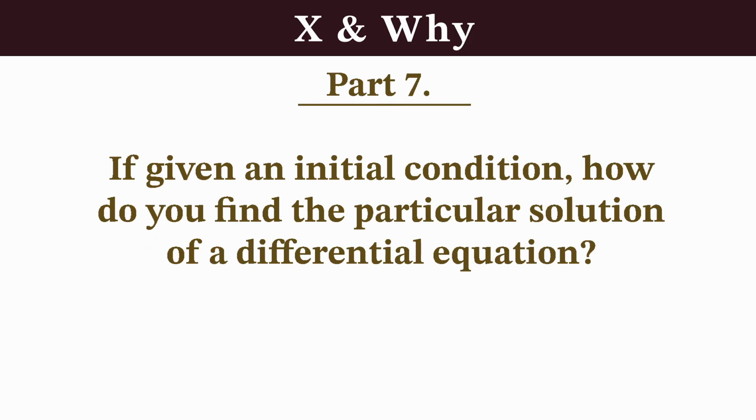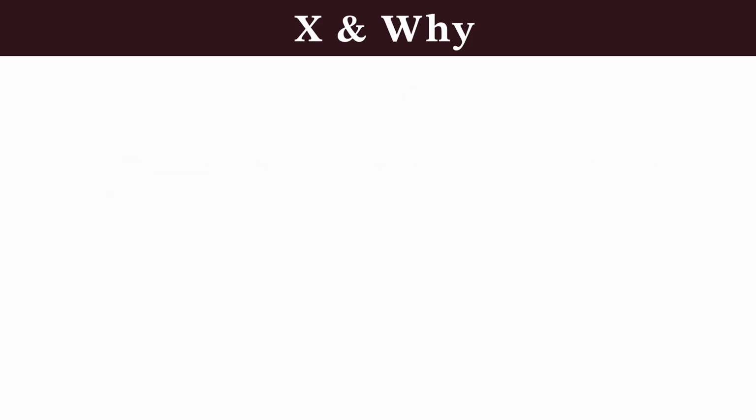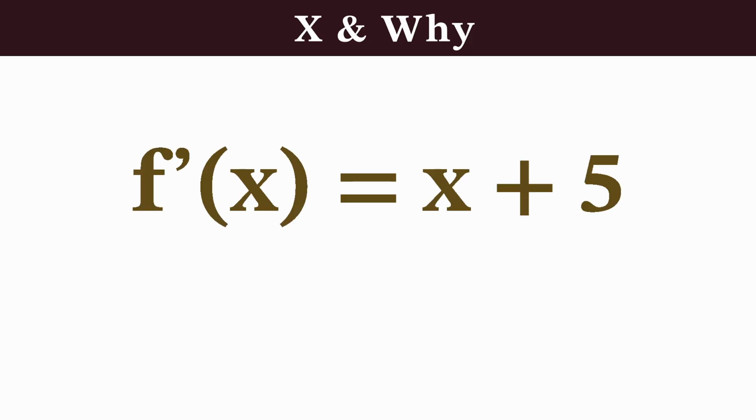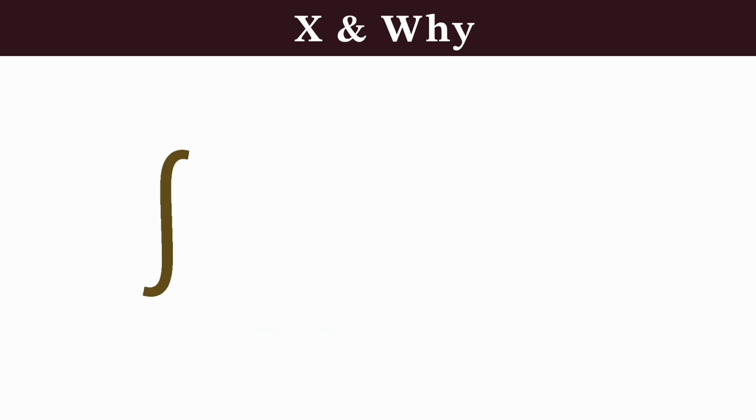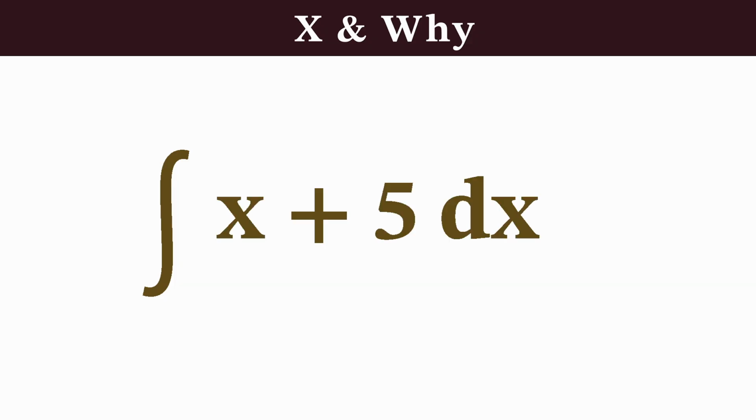Part 7. If given an initial condition, how do you find the particular solution of a differential equation? Let's use the example f prime of x equals x plus 5. The initial condition is when x equals 2, the original function equals 15. First, find the general solution through integration. Using the reverse power rule, the first term equals 1/2 x squared. Using the reverse constant rule, the second term is 5x.